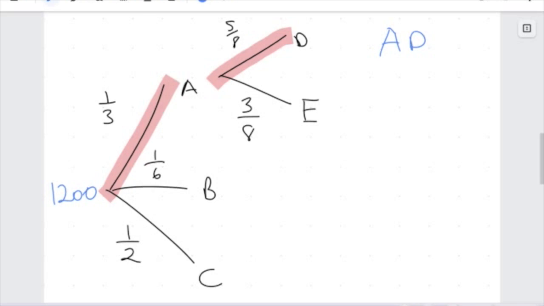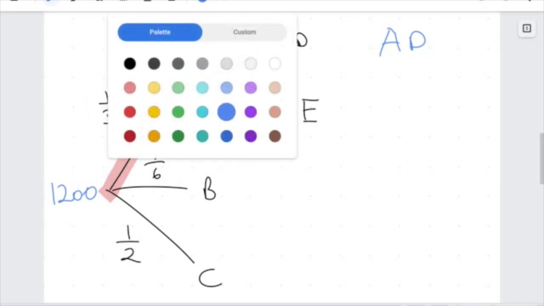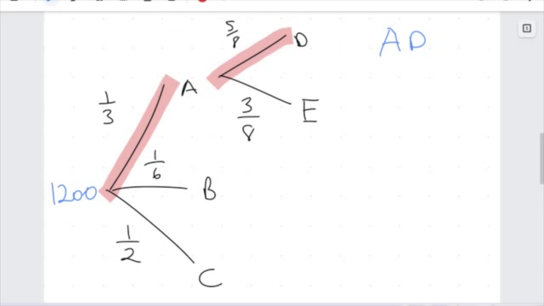And we're going to see how that actually affects the number that I started off with. So I start off with, oh sorry, not 12,000, 1,200, and a third of these 1,200 people go down this path of A. So a third of 1,200 is going to be 400.